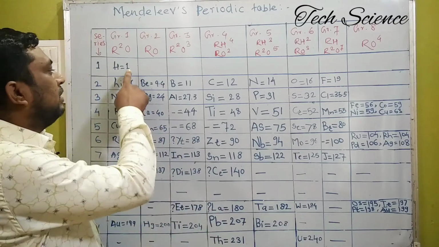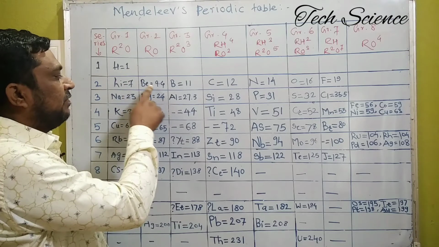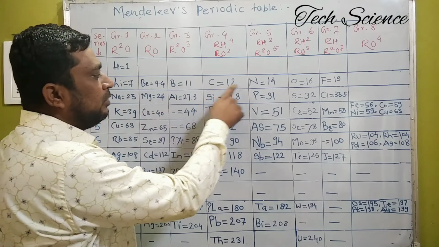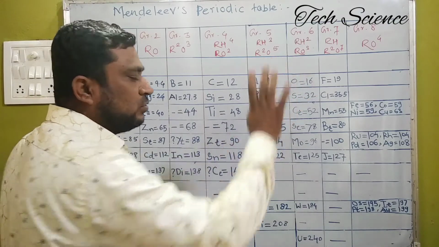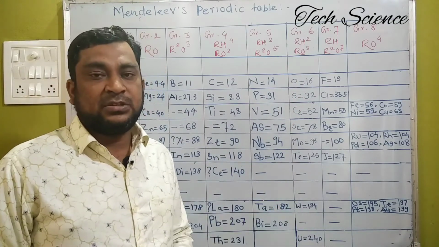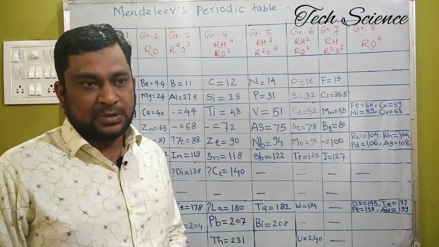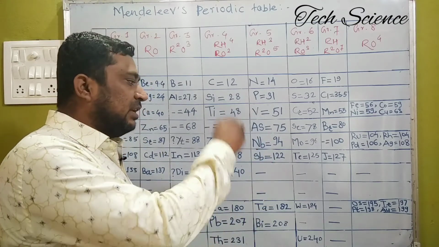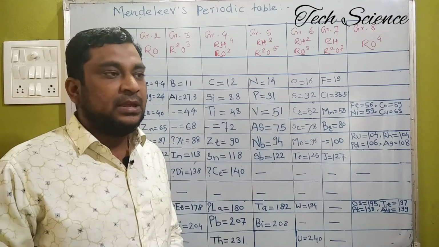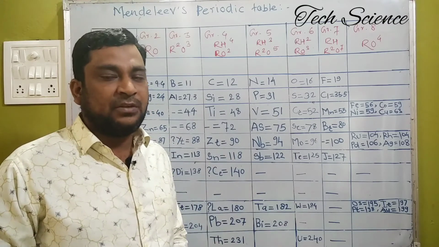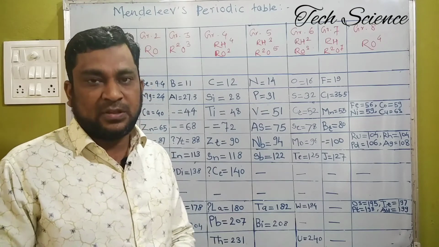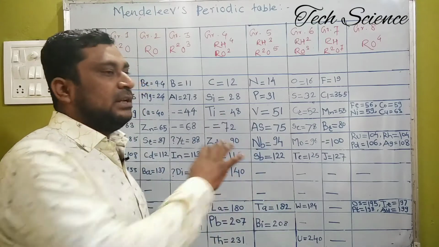See, hydrogen has atomic mass 1, lithium 7, beryllium 9.4, next boron 11, then carbon 12, nitrogen 14, oxygen 16, and so on. So it proves that he arranged the elements on the basis of increasing order of their atomic mass number. Before putting all these elements, all the 63 elements known at that time, he considered some fundamental properties. We can say the physical and chemical properties of the elements, and then he arranged the elements.